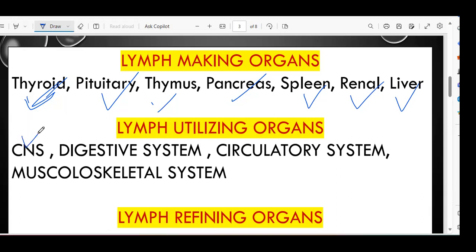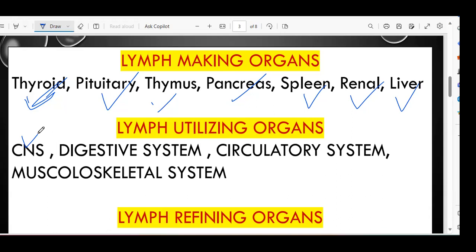Central nervous system, because the central nervous system has CNS fluid all the time. Digestive system, we need it for digestion. Circulatory system is also utilizing. Musculoskeletal system is also utilizing. Skeletal system, because whatever hormones are released from the endocrine glands come to the circulatory system, and then only it will go to the other parts. And the musculoskeletal system is also utilizing, and these other things.